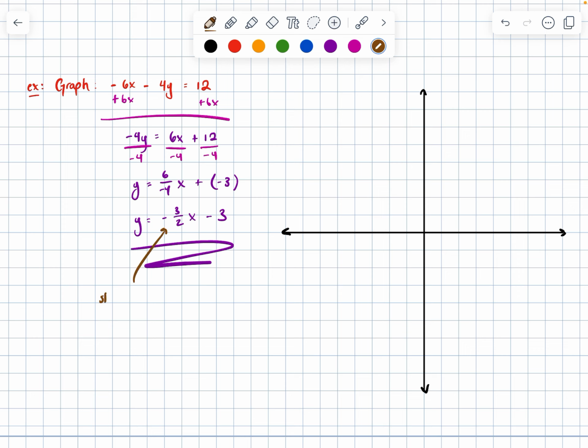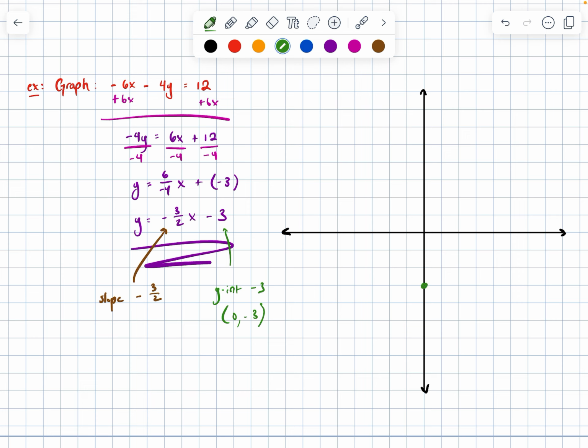So here is the equation of my line in slope-intercept form. So this tells me that it has a slope of negative 3 over 2. Again, I have a negative slope with a rise of 3 and a run of 2. And then here I have a y-intercept of negative 3, which tells me that the point 0, negative 3 is on my graph.